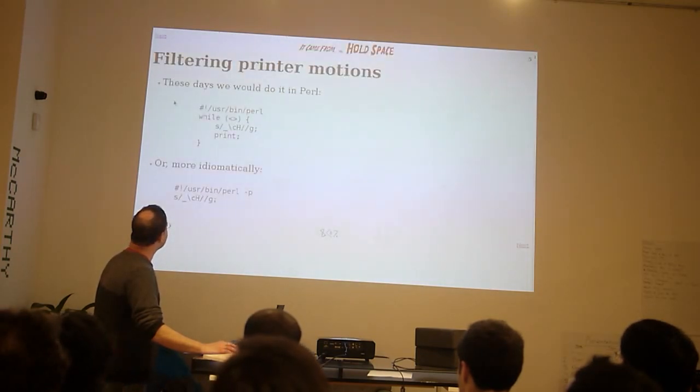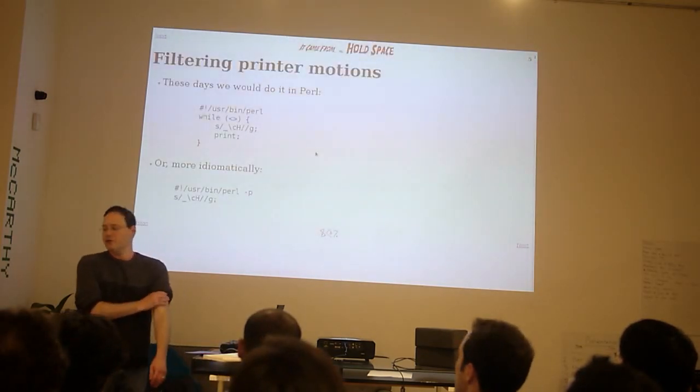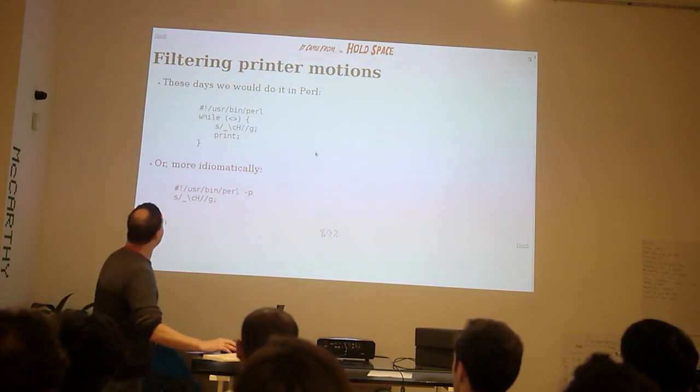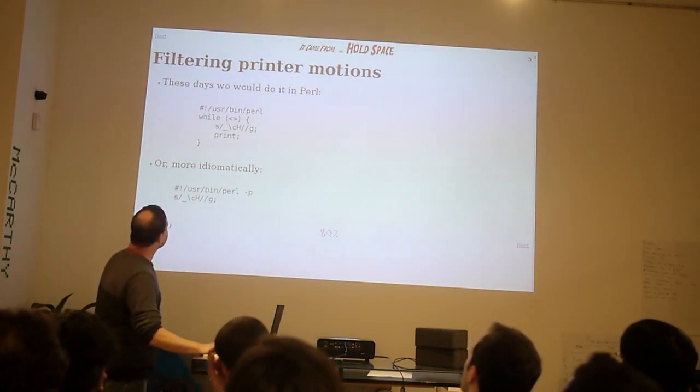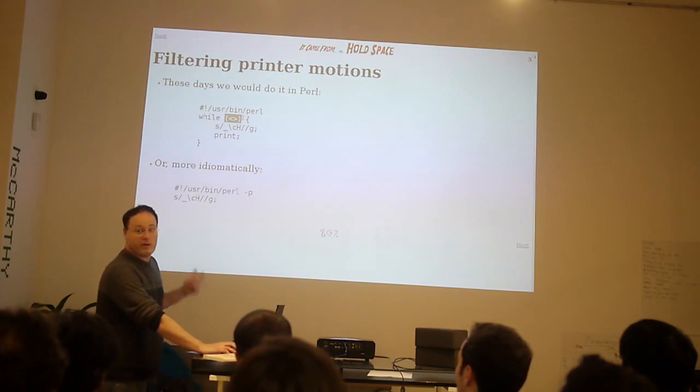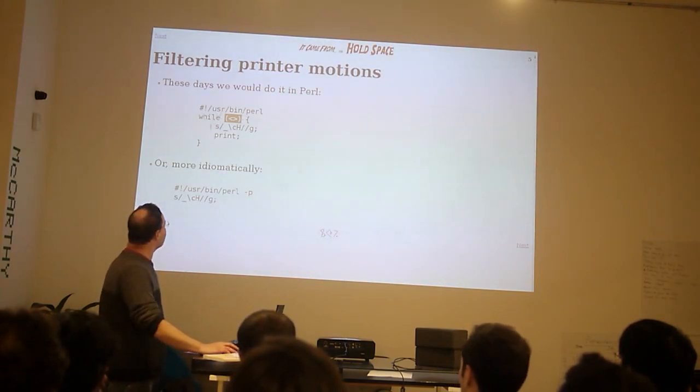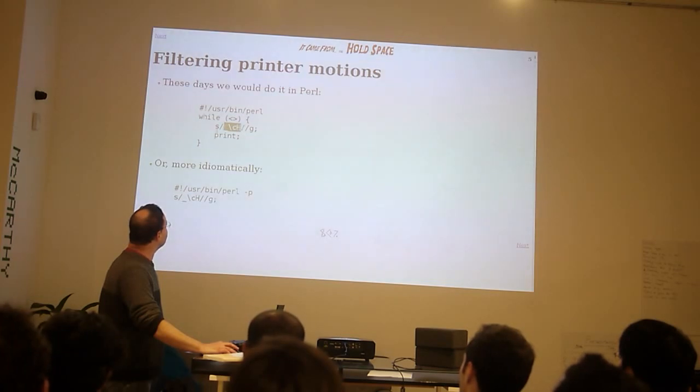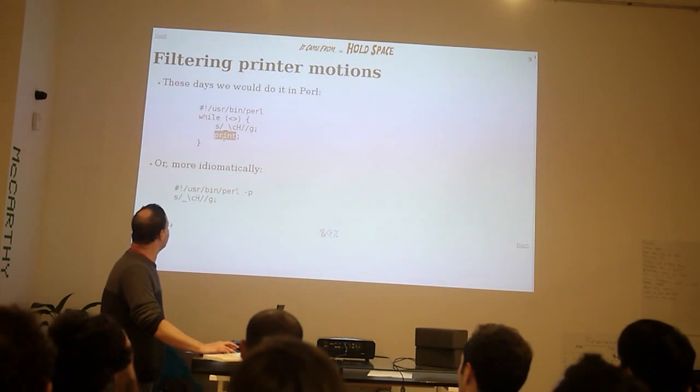These days, here's how we do it in Perl. I imagine the Python version is probably similarly short. Perl would say, this is a Perl incantation, it means loop over the lines in the input, as long as there are any. And then if you find an underscore followed by a control H, s substitutes it with what's between these two slashes, which is nothing, just remove it, and g means do as much as possible on the current line, and then print out the result.